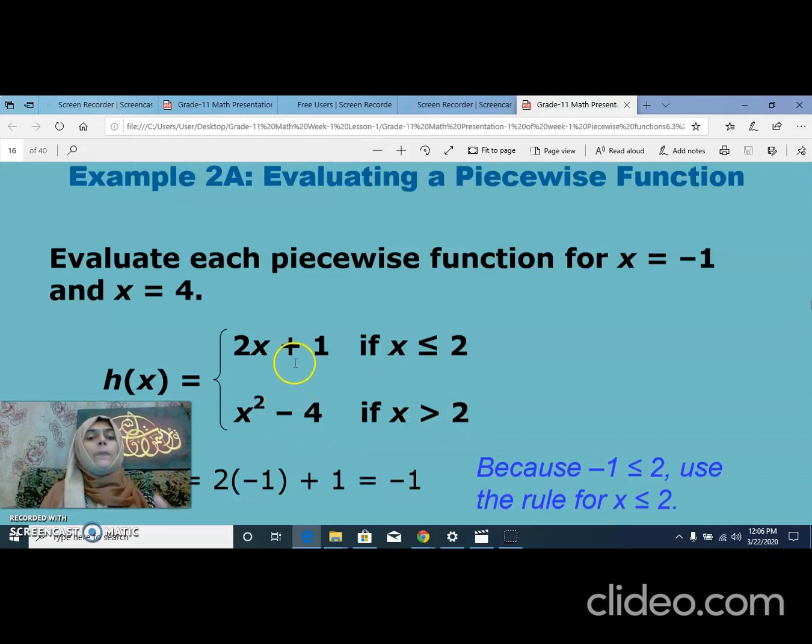So this is the combination of the function. h(x) is the single function which combines these two. So this is a piecewise function. A piecewise function is a combination of different functions. Let's have a look at how you're going to evaluate the y value. Y here is h(x), when x is -1 and when x is 4.